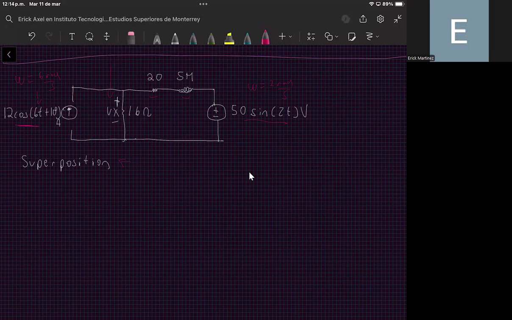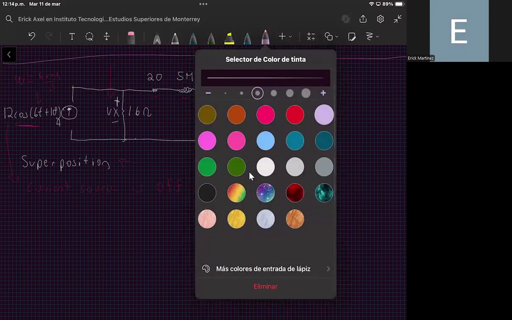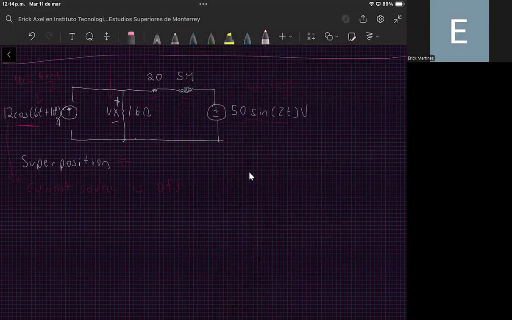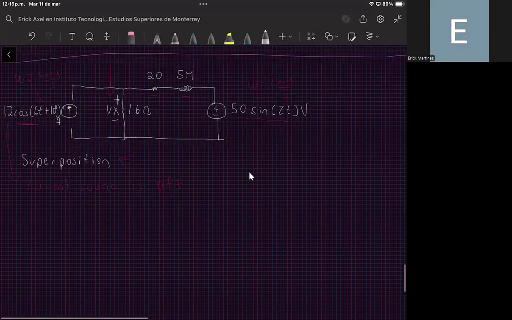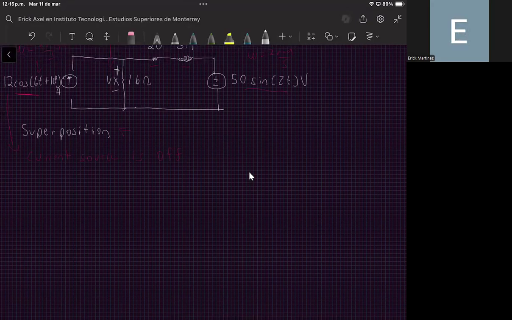So for example, let's say that the current source is off. Since the current source is off, we can rewrite the circuit as follows. Since the current source is off, we can model this as an open circuit.